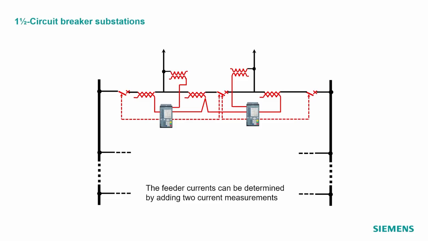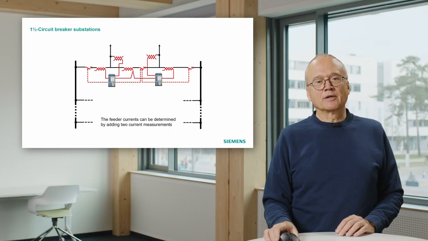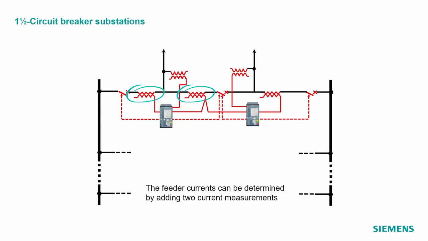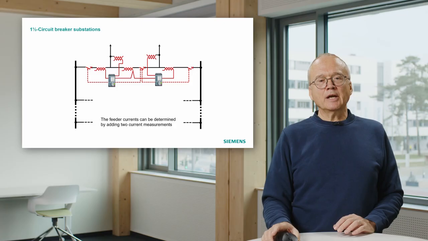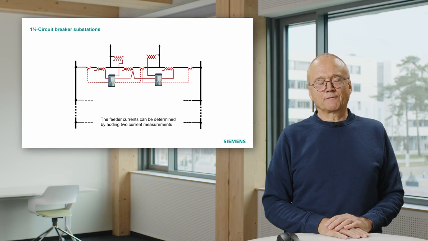As you see here, the current transformer is not in the feeder. The current transformer is here, or several current transformers are here in this so-called diameter. Diameter is this horizontal connection between the 2 bus bars. And in order to measure the current in the feeder, for instance in the left-hand feeder, the protection relay has to sum up 2 current measurements in the diameter, and just by summing up the currents, it can measure the current in the feeder.